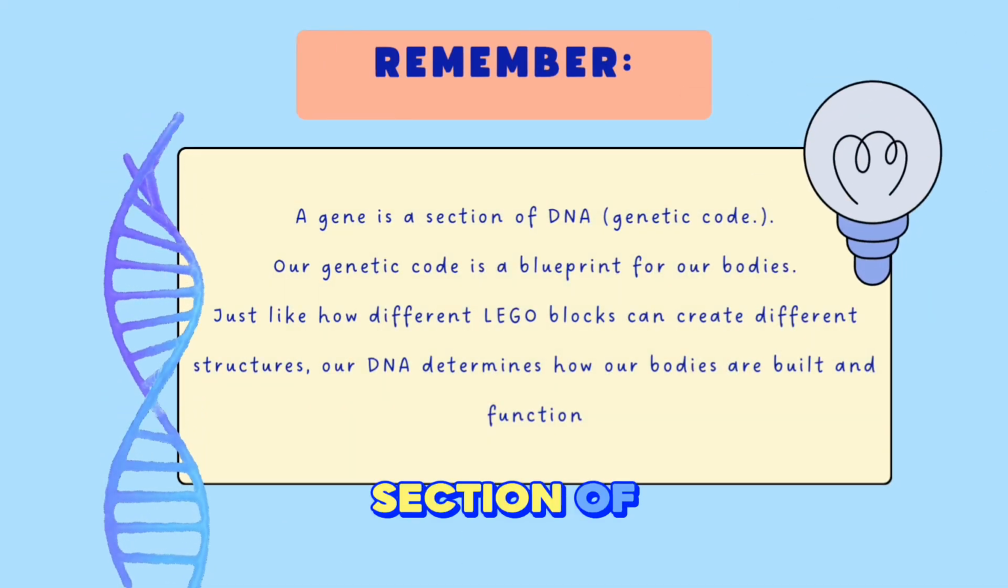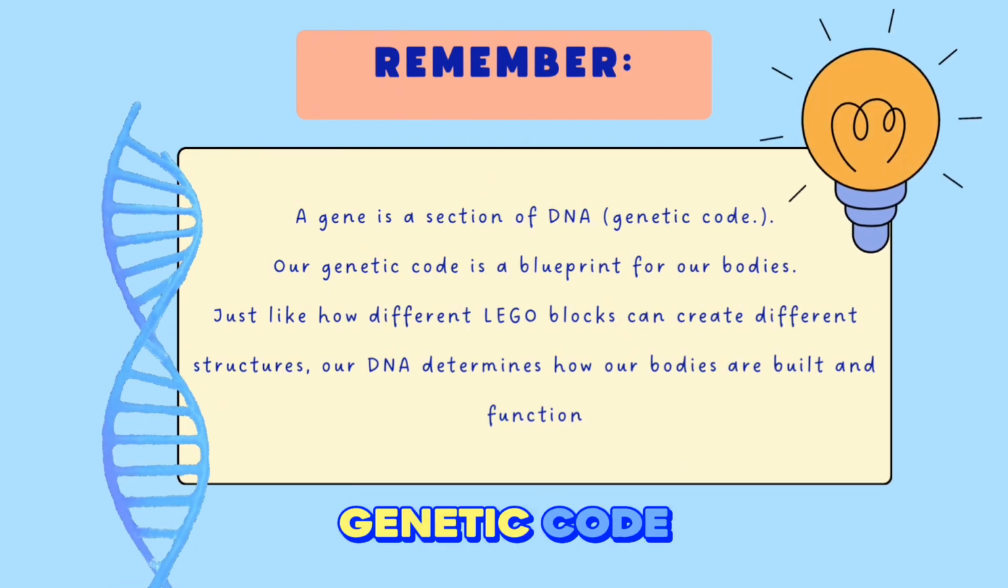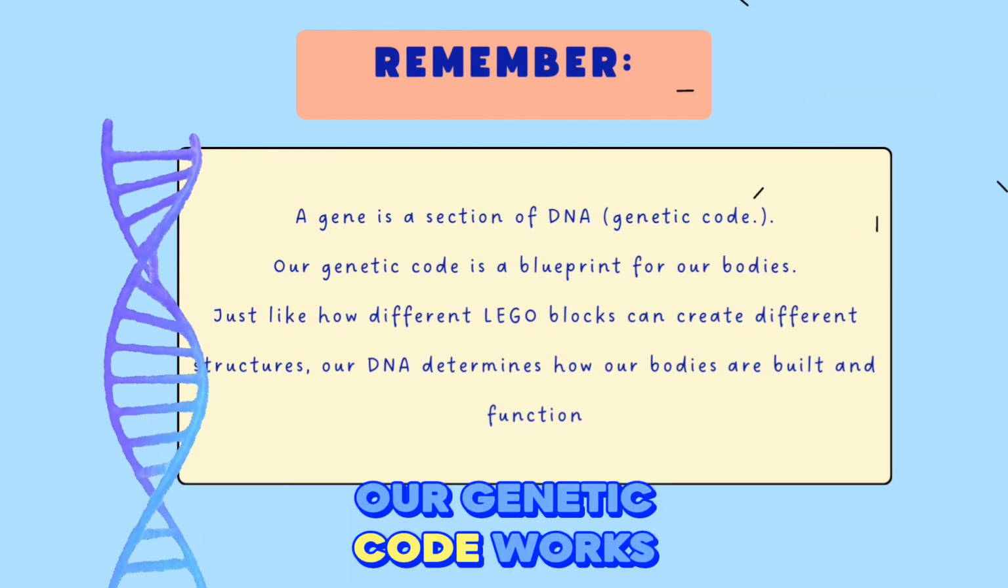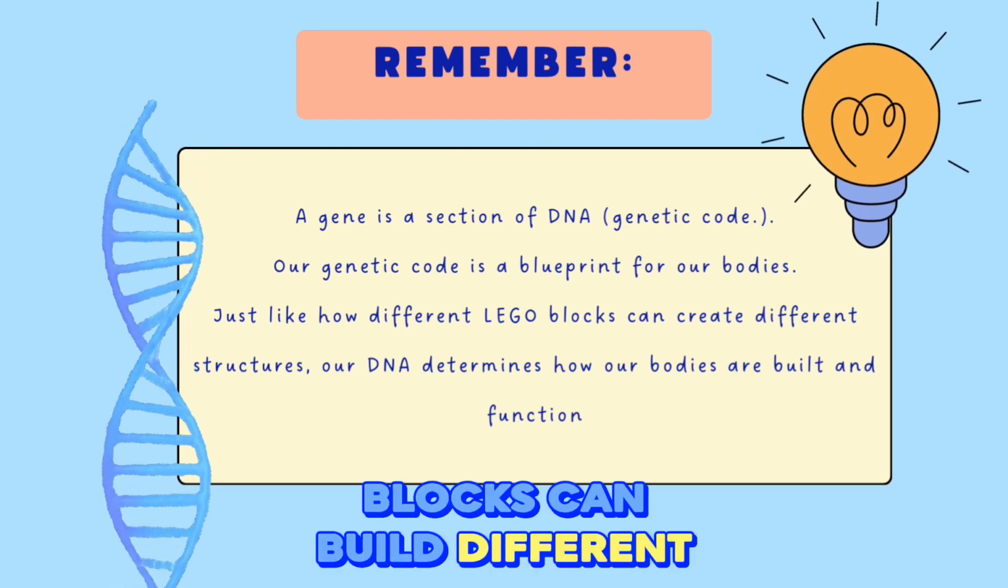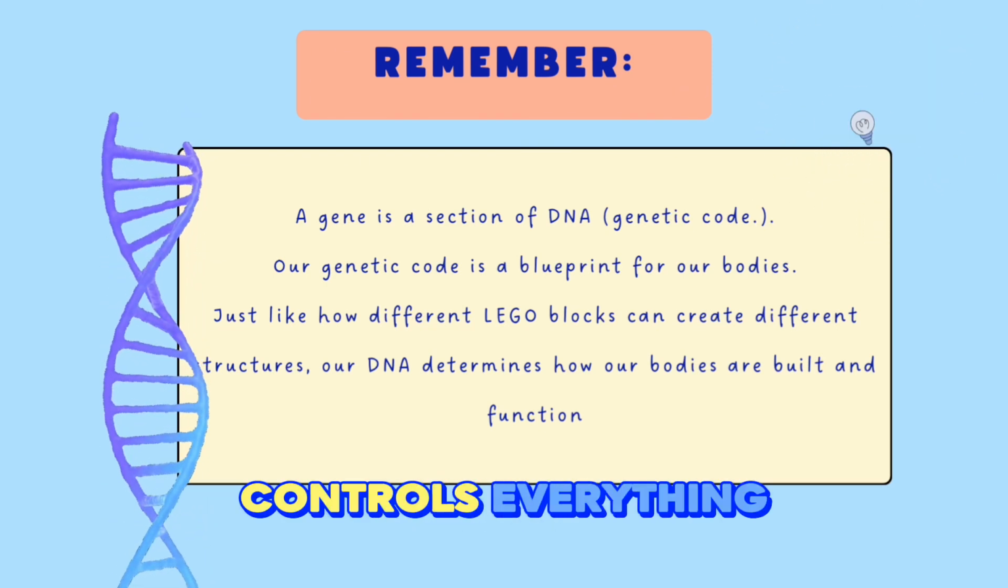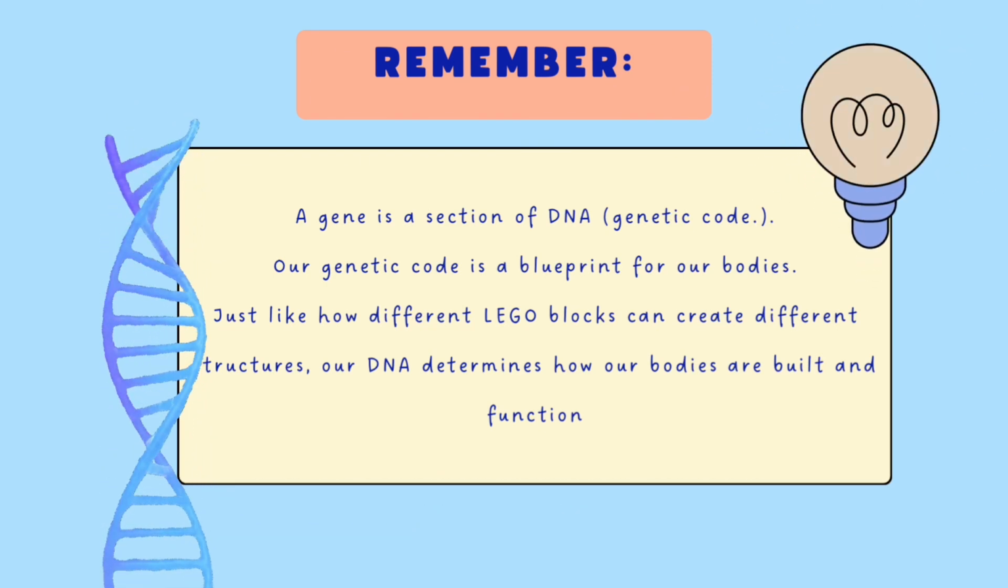A gene is a section of DNA, also known as the genetic code. Our genetic code works like a blueprint for our bodies. Just like how Lego blocks can build different things, our DNA builds and controls everything in our bodies.